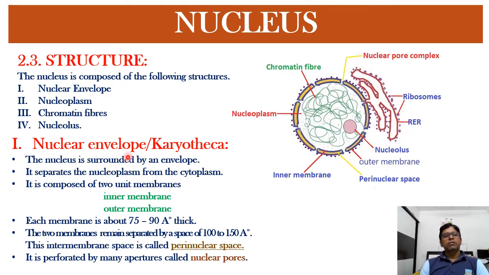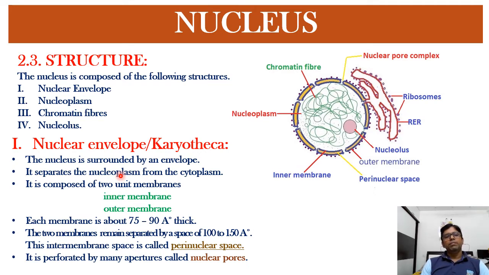In all eukaryotic cells, the nucleus is surrounded by an envelope known as the nuclear envelope or karyotheca. The nuclear envelope separates the nucleoplasm, which is present inside the nucleus, from the cytoplasm.